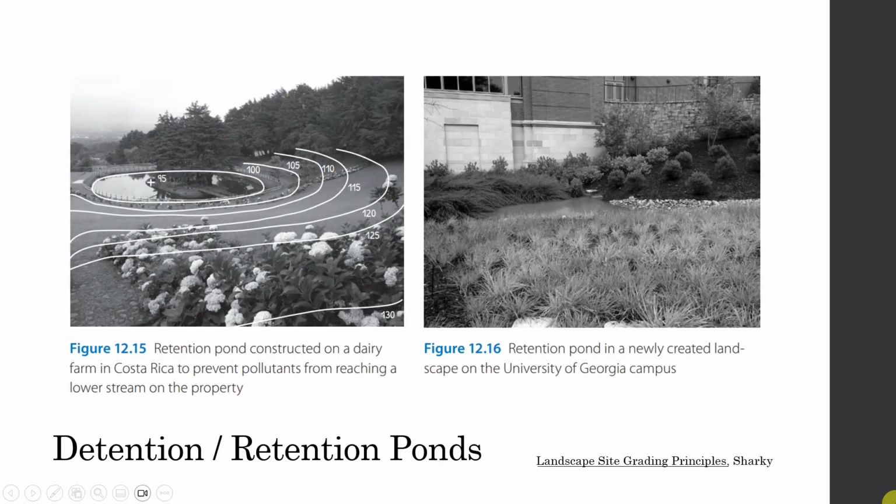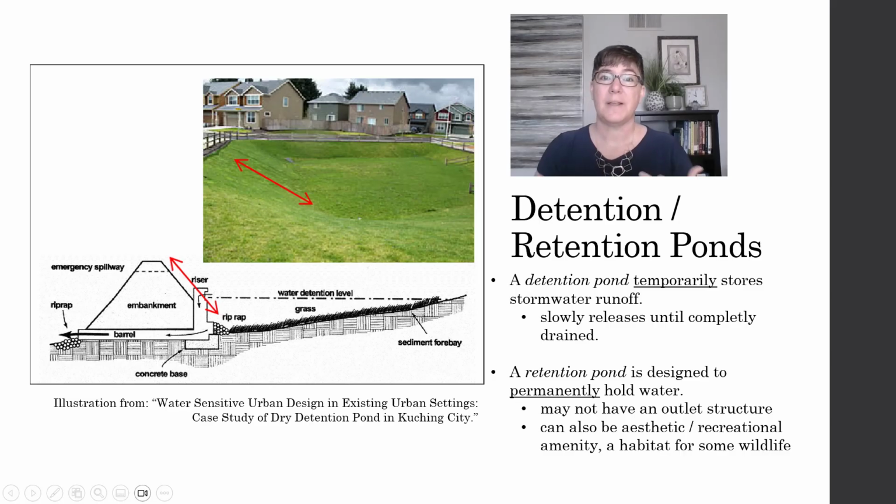So let's take a look at a couple of examples here. We have a retention pond, and what this is doing is catching the stormwater as it naturally flows down the hill and providing a place for it to collect and sit until it infiltrates the ground. There's a subtle difference between detention and retention ponds, and the difference is what they do with the water after it's collected. Right? A detention pond is designed to temporarily store stormwater runoff. Right? It will then slowly release it until it's completely drained.